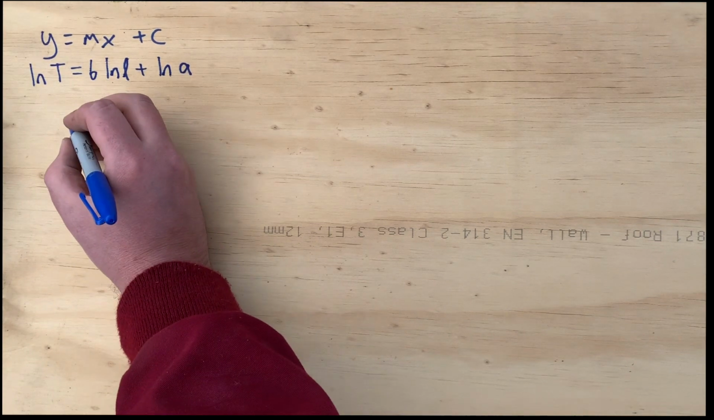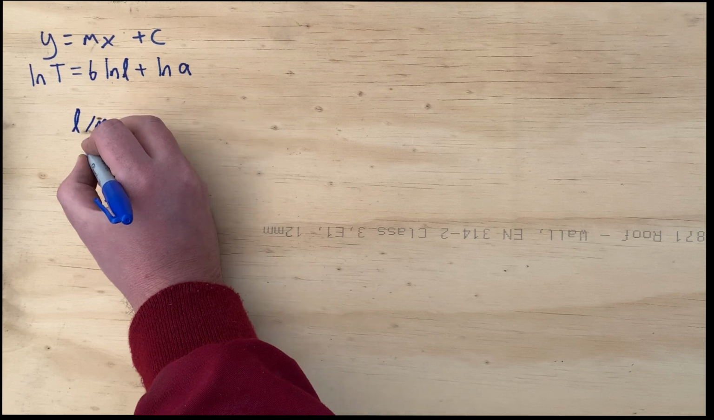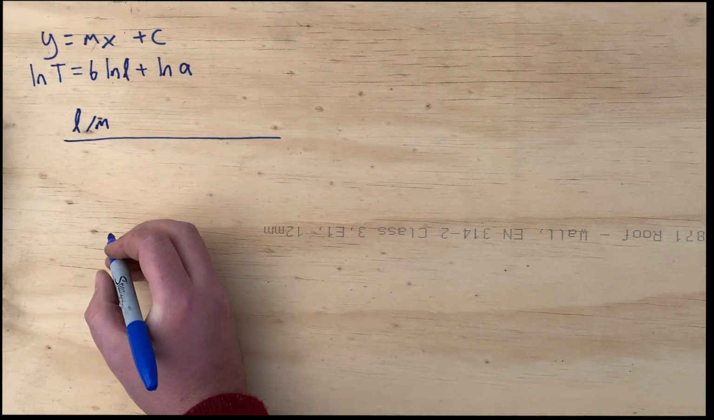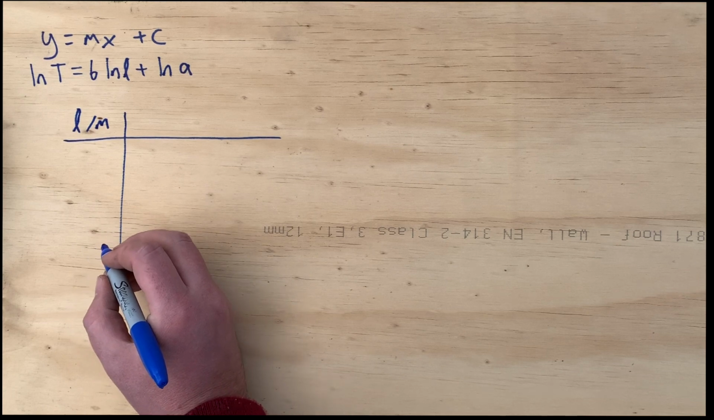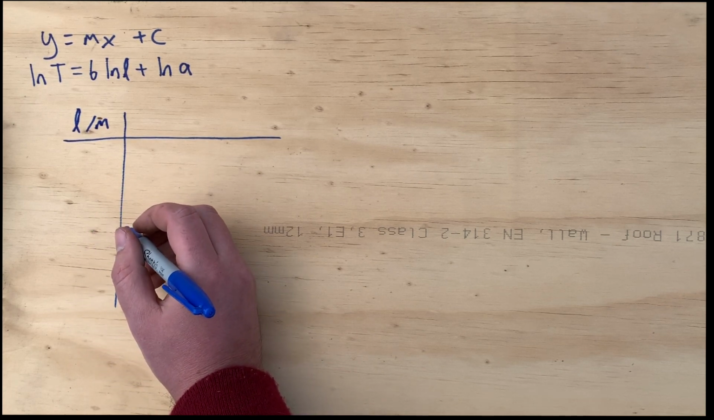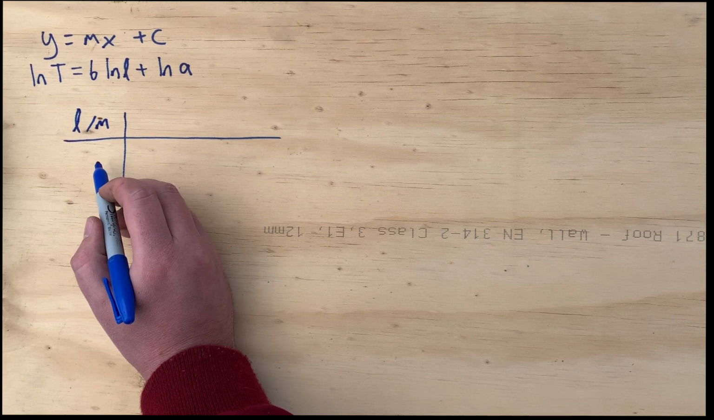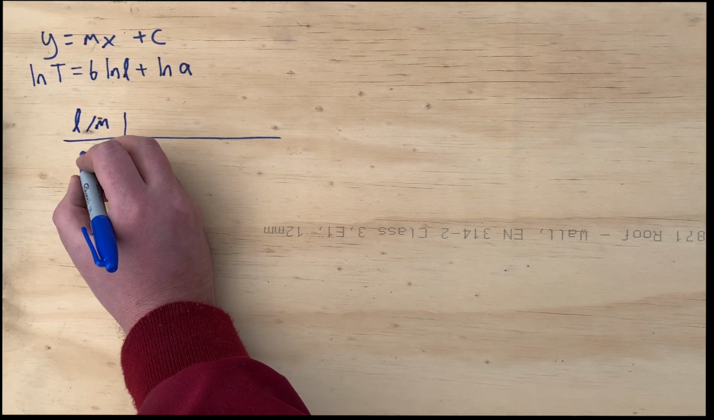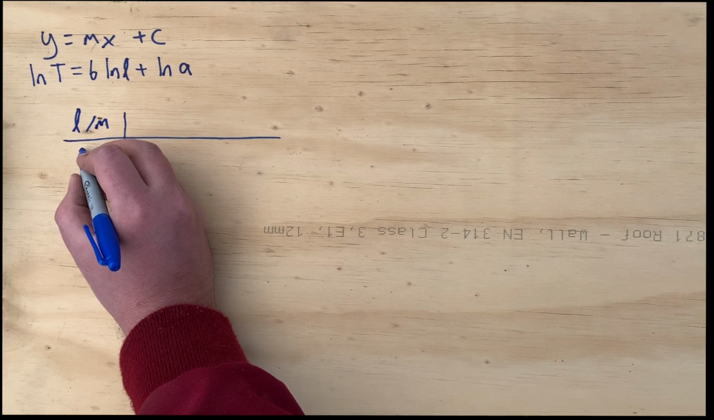You're going to want to change the length. So we're going to have a nice results table. First column, length in meters. If you started at 1 meter for your longest pendulum, you're going to go down to 0.5 meters. So it's probably easiest to write 0.5 in here. I managed to go to 1.5, so I'm going to start at 1 meter.